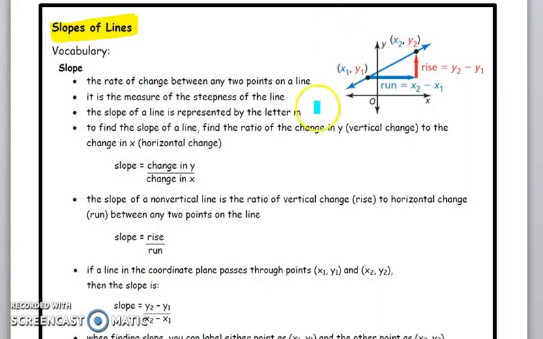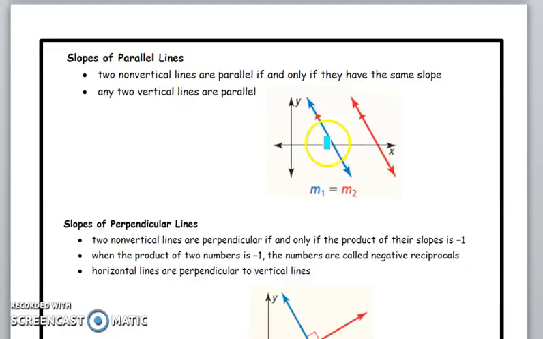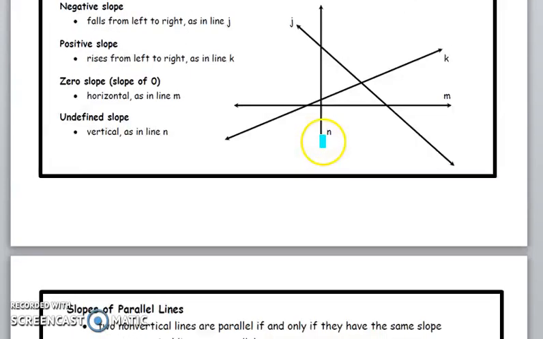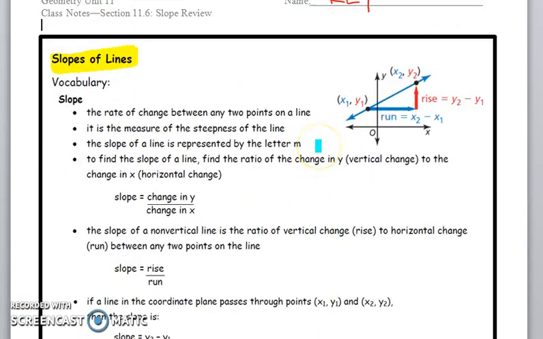So the first 2 pages of your note packet have a lot of definitions, and I'm going to quickly go through those in this video, but I would recommend reading through these more thoroughly on your own. In essence, slope is the rate of change between any 2 points on a line. So if you see in my diagram over here, it's the rise over the run.